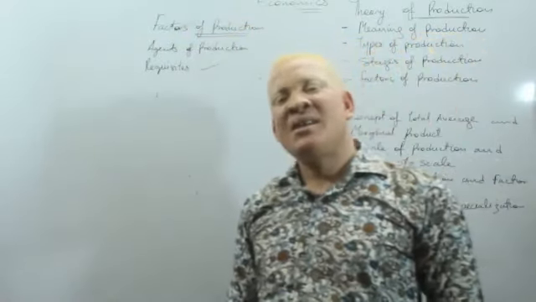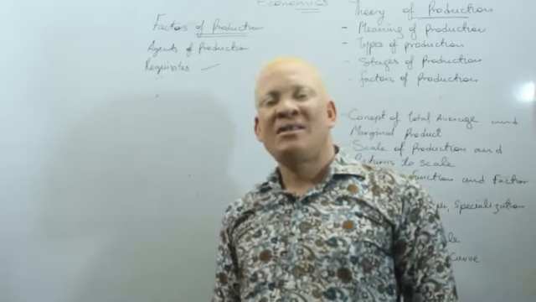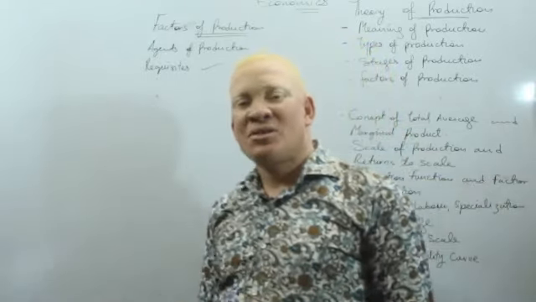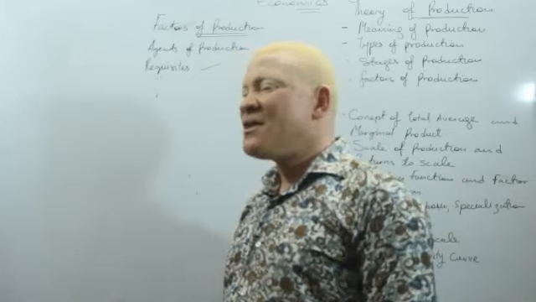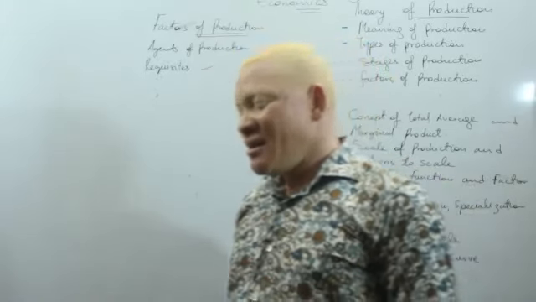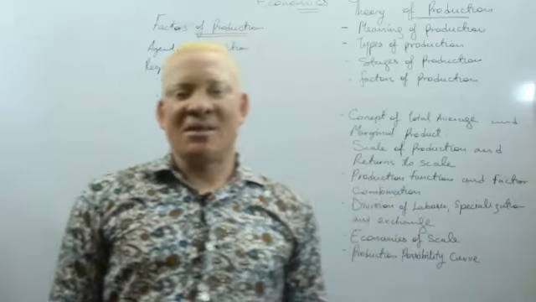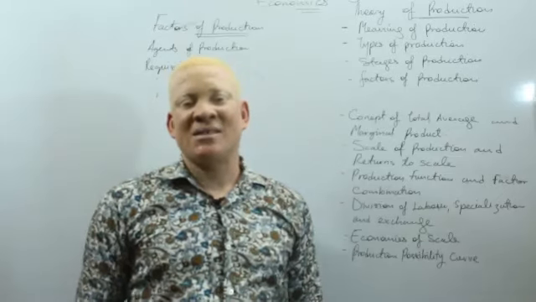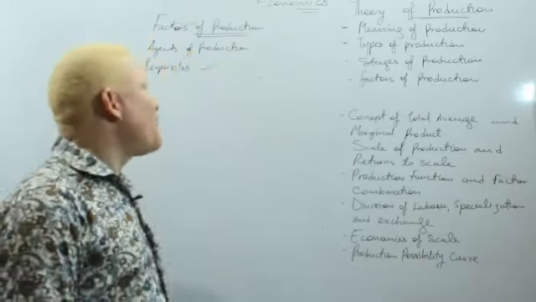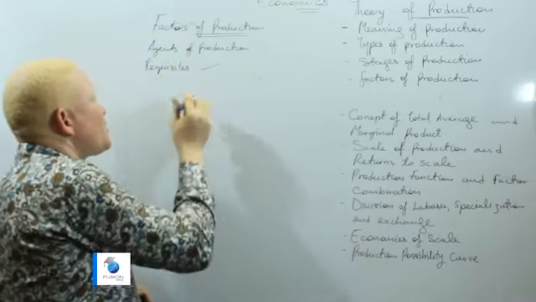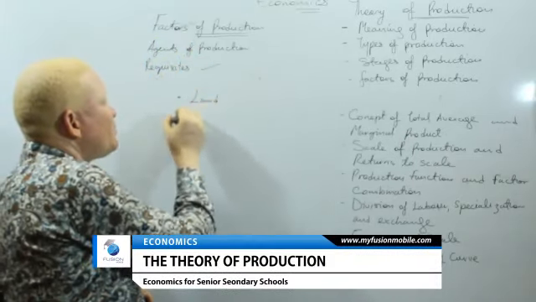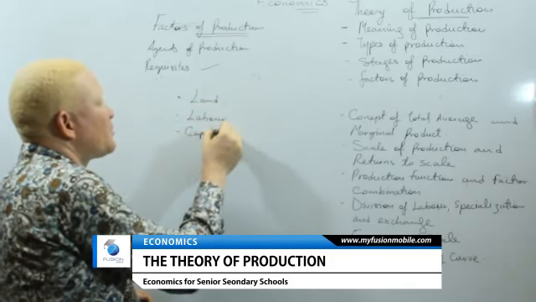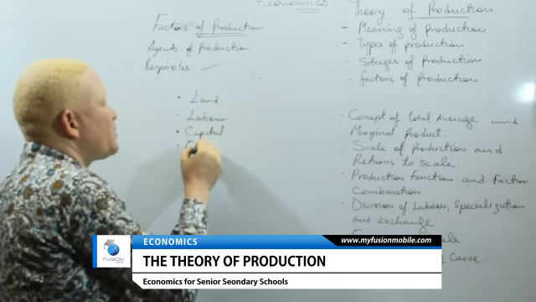Now, looking at this, the factors of production are those items, those components that must be present for actual production, for production to take place. The different things that need to be present for production to start and for it to be completed. Now, we have four of them, the factors of production or agents of production. We have land, we have labor, we have capital, and there's the entrepreneur.